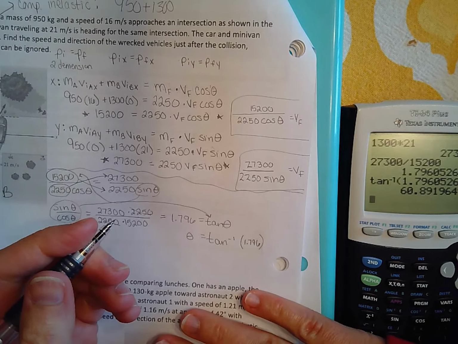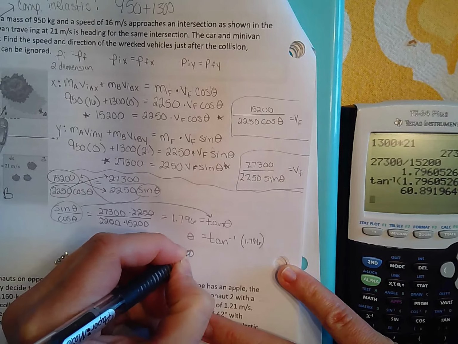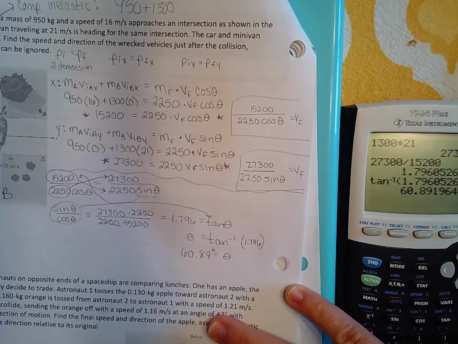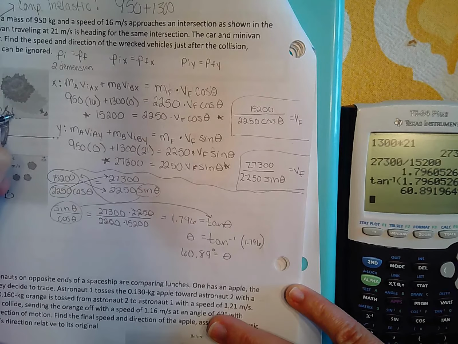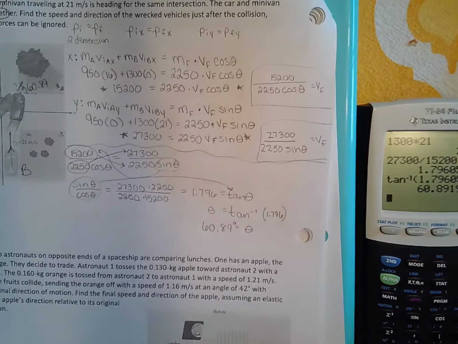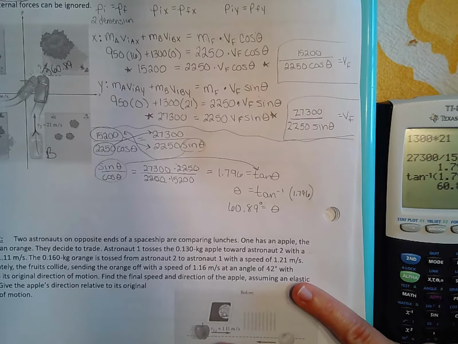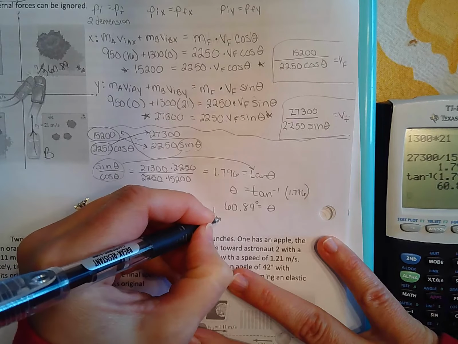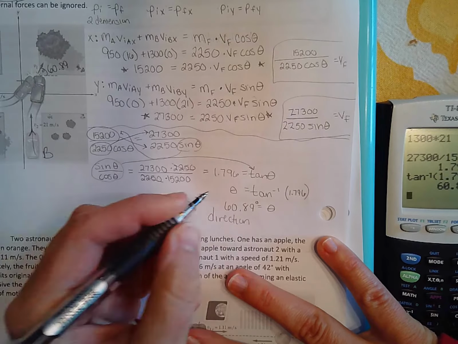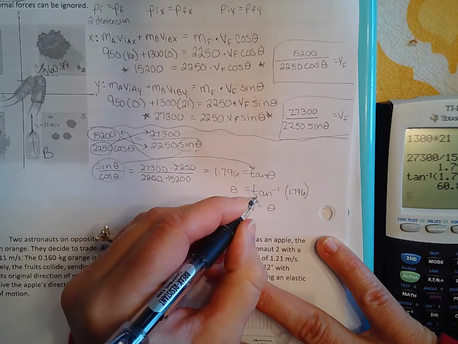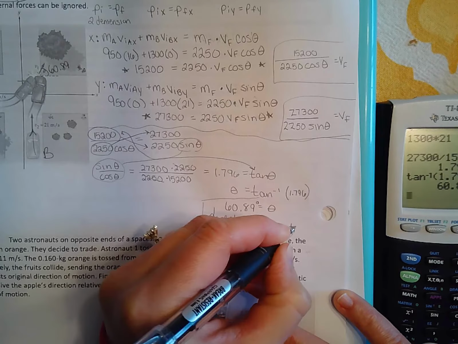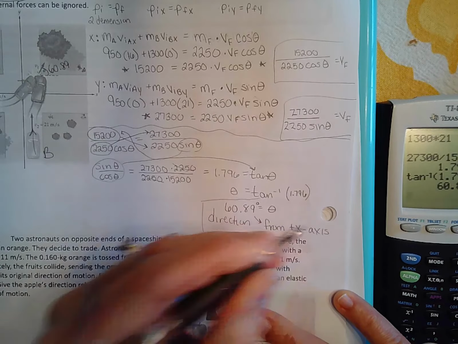And I got 60.89. Look how beautiful that is. So we now know this angle is 60.89, which is really great. Now, you might be like, well, that's fantastic, I thought we had to find the speed. I found the direction at least, so I can say this is direction, and I'm going to say 60.89 from positive x-axis. Why not?